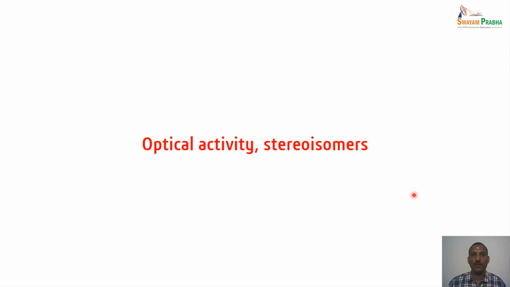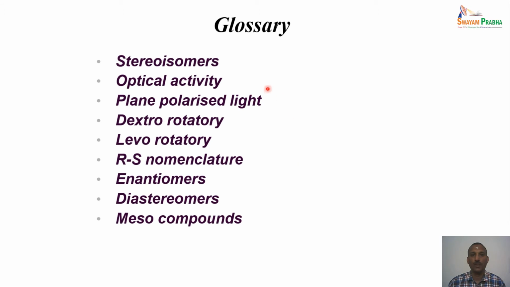Welcome to the next session on pharmaceutical chemistry. We will be starting our studies with optical activity and stereoisomers. In the glossary, we have given a few terms like stereoisomers, optical activity, plane polarized light, and these are all the terms we will be encountering in this particular session.